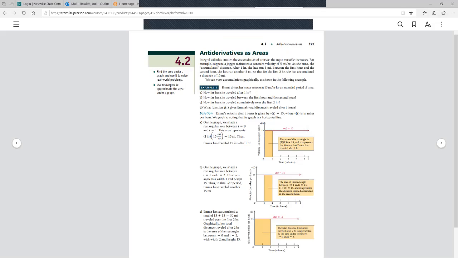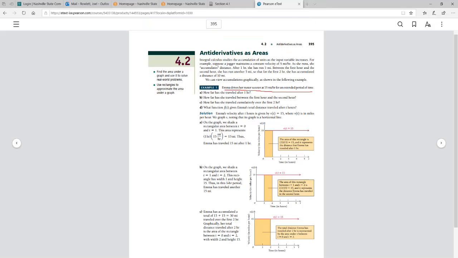If you look at example 1, it says Emma drives her motor scooter 15 miles per hour for an extended period of time. How far has she traveled after 1 hour? How far has she traveled between the first and second hour? How far has she traveled cumulatively over the first 2 hours? And what function f of t gives Emma's total distance traveled after t hours?